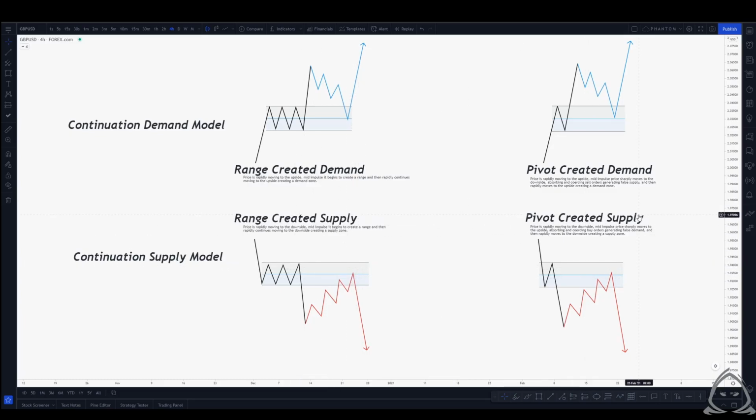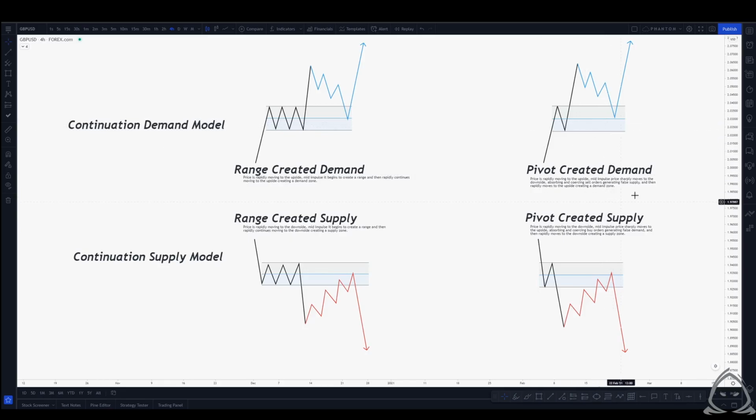Now we move on to pivot created demand and pivot created supply. Again, based on the first video, we have our pivot, which is a sharp move to the upside. This can take shape of a few corrections within it, but generally speaking, the concepts remain the same, where we have that sharp move to the downside, which is important, and then we get that rapid expansion away. Again, we're not looking to trade the initial expansion away from that pivot, but instead we're waiting for price to come back down into this demand zone and look for entries.